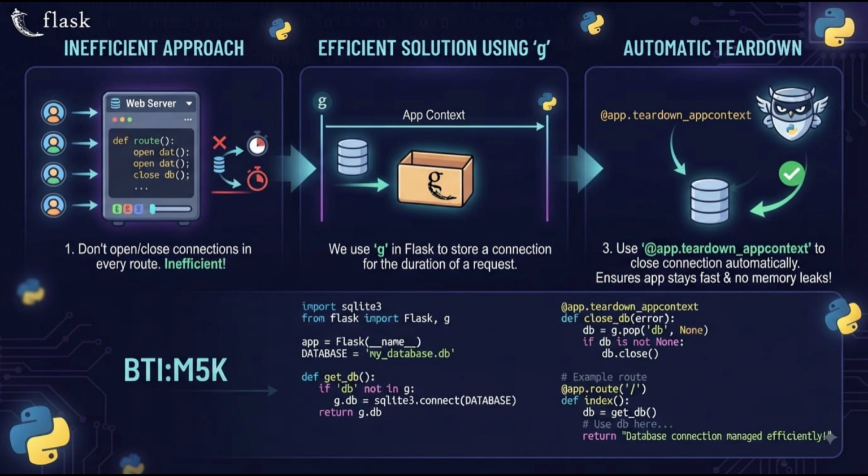In a real-world web app, you shouldn't open and close connections inside every route. That's inefficient. Instead, we use g in Flask to store a connection for the duration of a request. We can use the @app.teardown_appcontext decorator to close the database connection automatically once the request is finished. This ensures your app stays fast and doesn't leak memory.